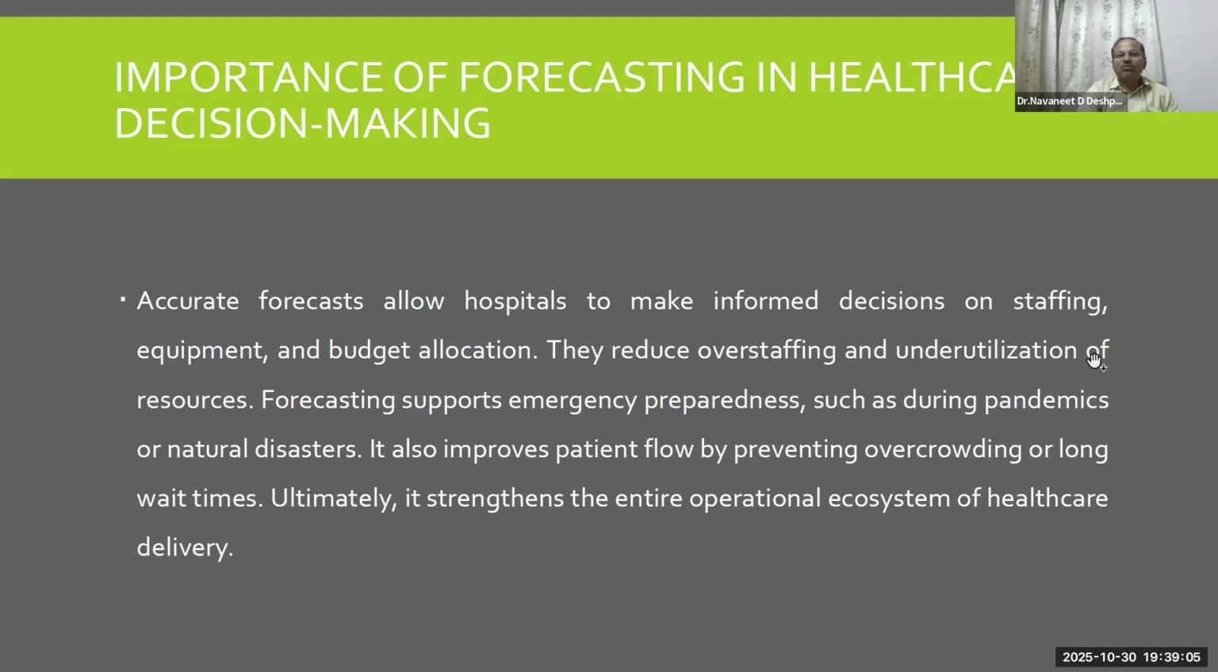So forecasting supports emergency preparedness, how well we are equipped. The best example would be pandemics, or even natural disasters, how people are united, and how they cooperate and coordinate with various departments. It also improves patient flow by preventing overcrowding at certain places. They have to reduce the crowds, and long waiting times can also be reduced. Ultimately, it strengthens the entire operational ecosystem for healthcare delivery.